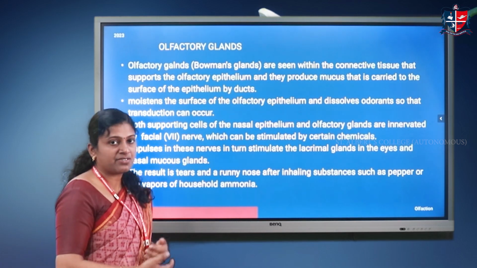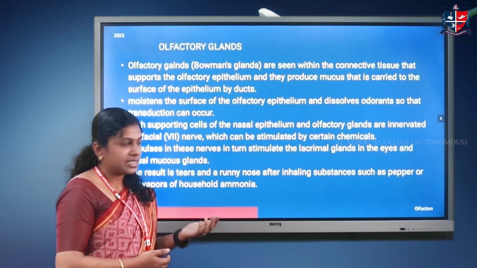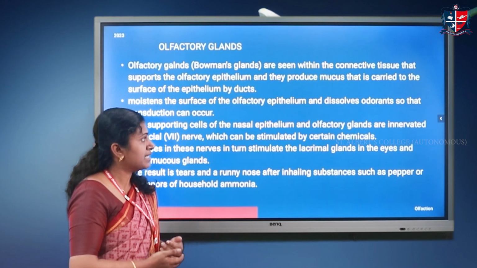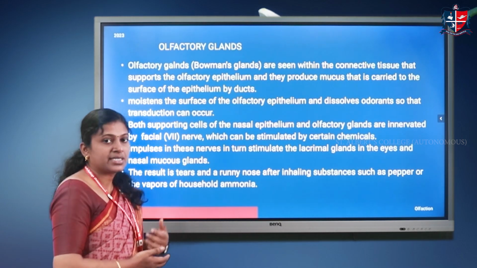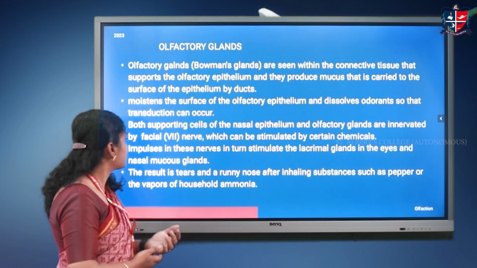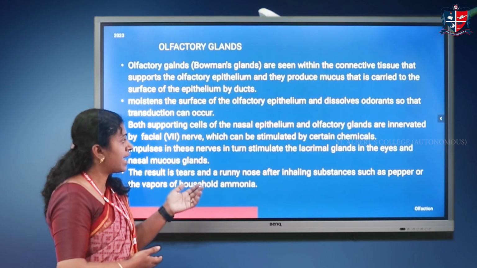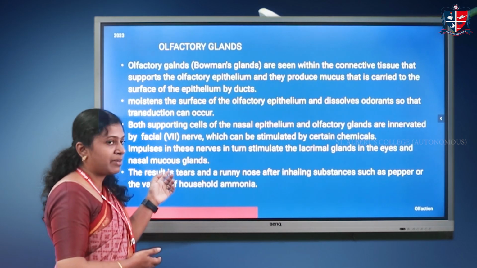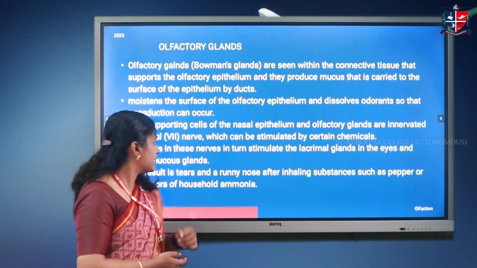The function of Bowman's glands is to produce mucus, and this mucus moistens the surface of the olfactory epithelium and also helps to dissolve the odorants so that signal transduction can occur. Both the supporting cells and the Bowman's glands, or olfactory glands, are innervated by facial nerve 7, which can be stimulated by certain chemicals.